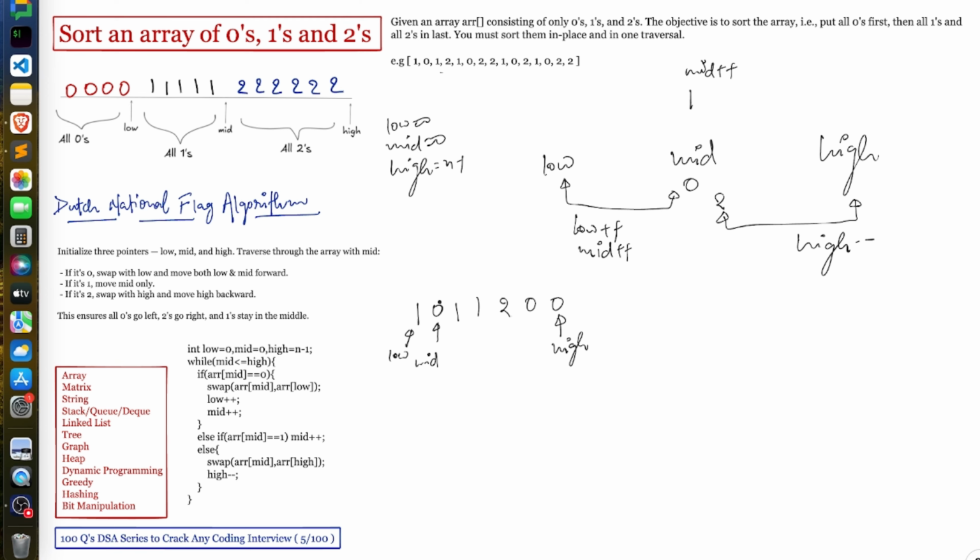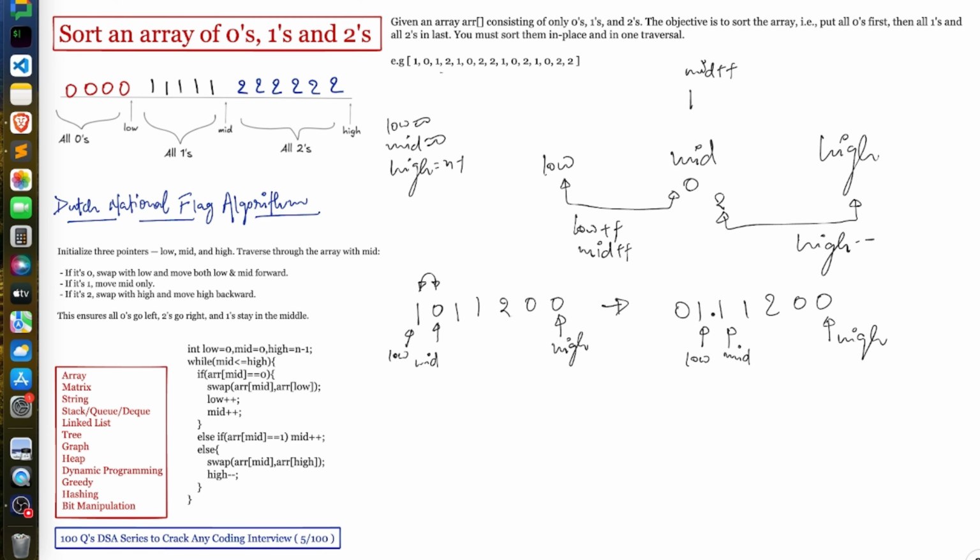Now your mid is pointing to this index, right? Now again the number is 0. Once you encounter 0, what you do, you have to swap with low and increment both low and mid, right? So now we have to swap these two numbers. Once you do swap, your array would be 0 1, and everything else is as it is. And here is my high. After swapping, we have to do both low plus plus and mid plus plus, right? So now low would be pointing to here and mid would be pointing to here.